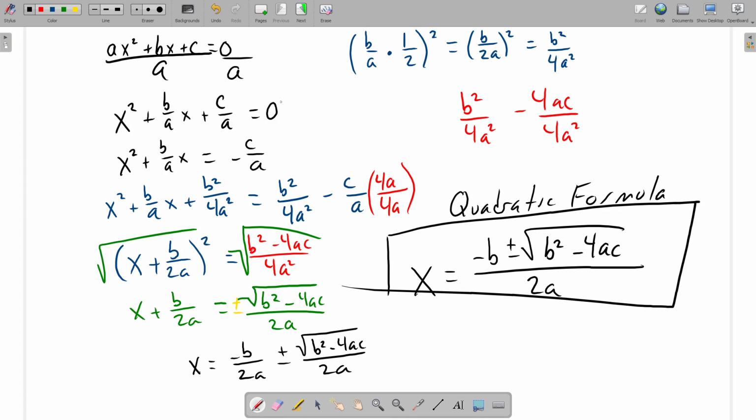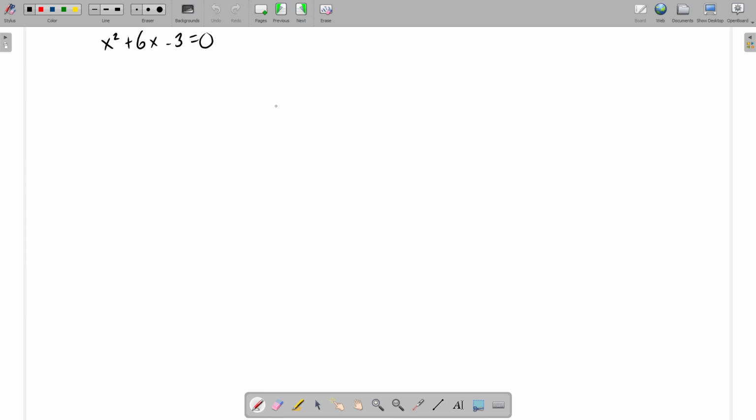Meaning if I'm given any quadratic, as long as I can identify what a, b, and c are, I can plug them into this equation and get what x is equal to without factoring, without completing the square, without any of that. So let's try it. Let's apply it to a few different examples and see what happens.